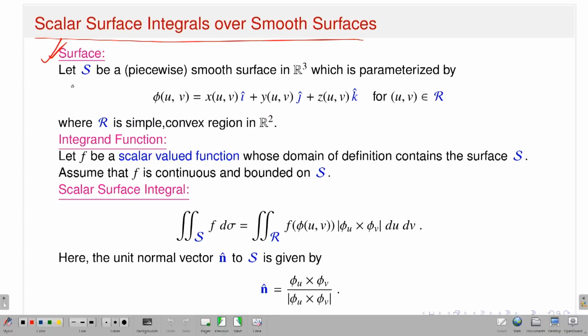Okay, look. Let's start with a surface S which is smooth or piecewise smooth in R3, and this is the corresponding parameterization: phi of u, v, which is x of u, v, y of u, v, z of u, v as the first, second and third components. Suppose your region is very nice, that is, a simple convex region in R2.